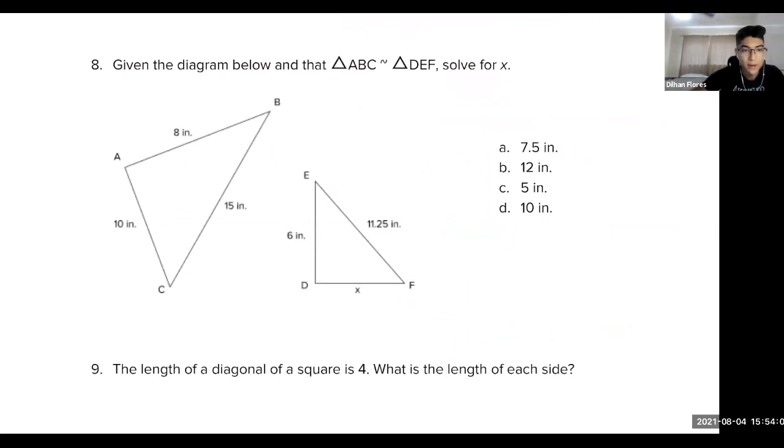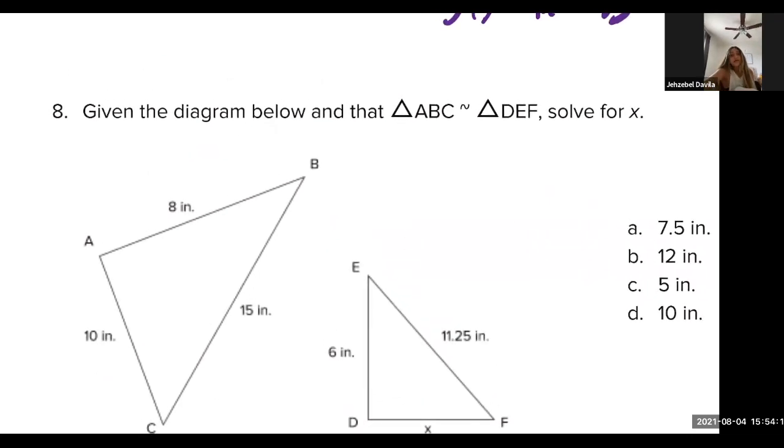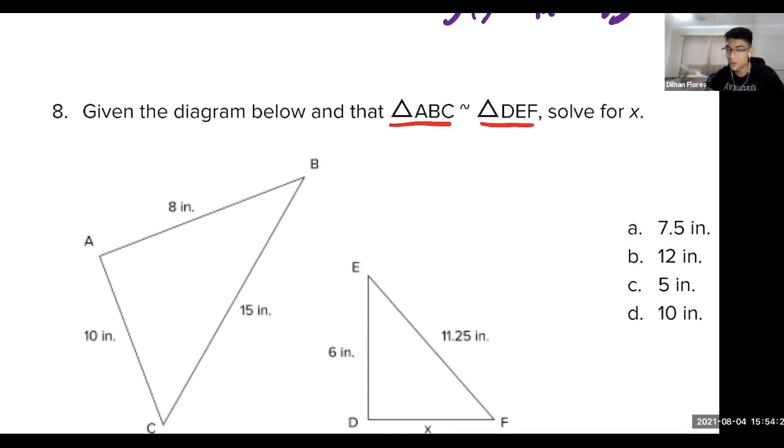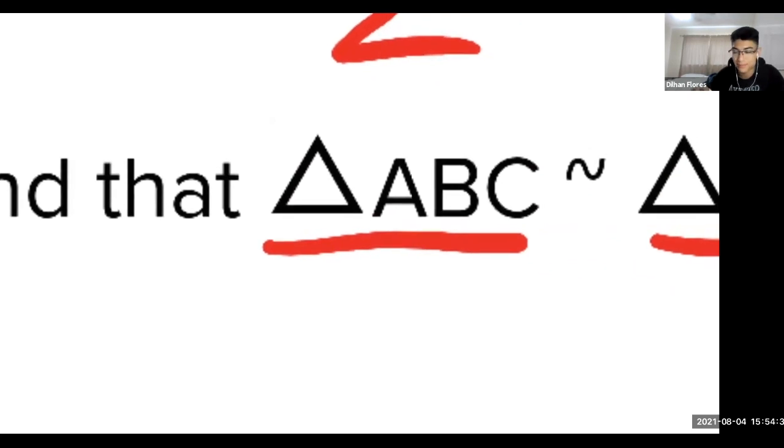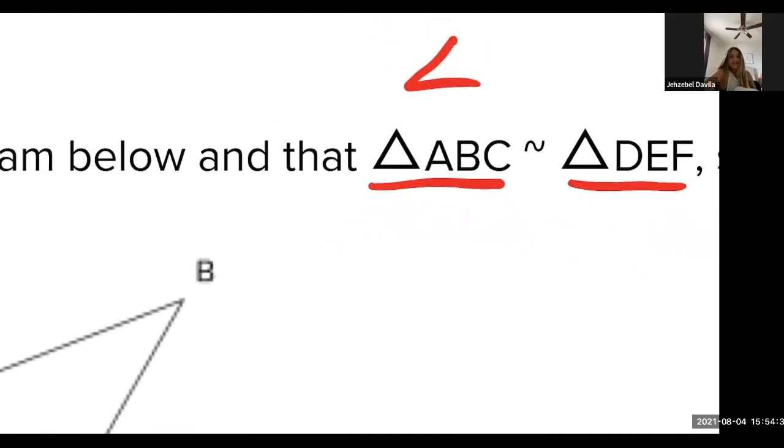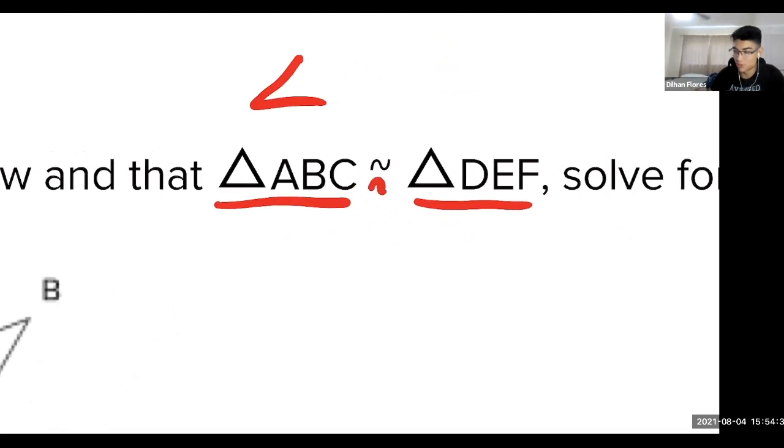All right. Now, Jezebel, would you like to read? Sure. Given the diagram below and that, I see angle. So it's not an angle, right? Because last time when we had the symbol for an angle, we just had the two sides, right? What shape is that? Triangle. Triangle. So triangle ABC. And then there's this weird symbol and DEF.